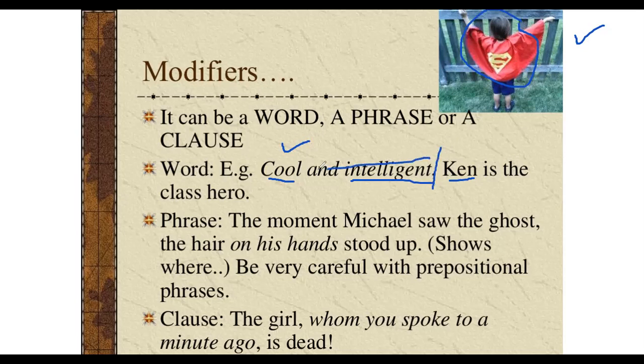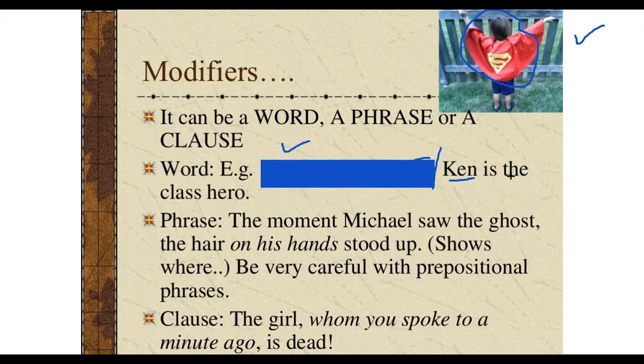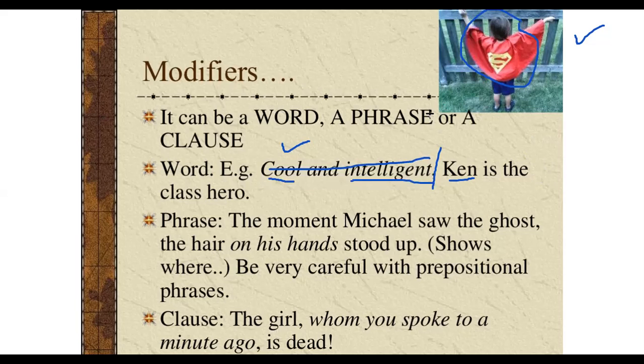But if I say, without this one, imagine that I don't have this one, and I said only Ken is a class hero, maybe it will come to your mind that the teacher told them that today you have to wear the hero outfit, and maybe the whole class is wearing the same outfit. There is nothing about it. But when I said cool and intelligent Ken is the class hero, it means that maybe this boy has something different than the others. Maybe he's the one who made this outfit.